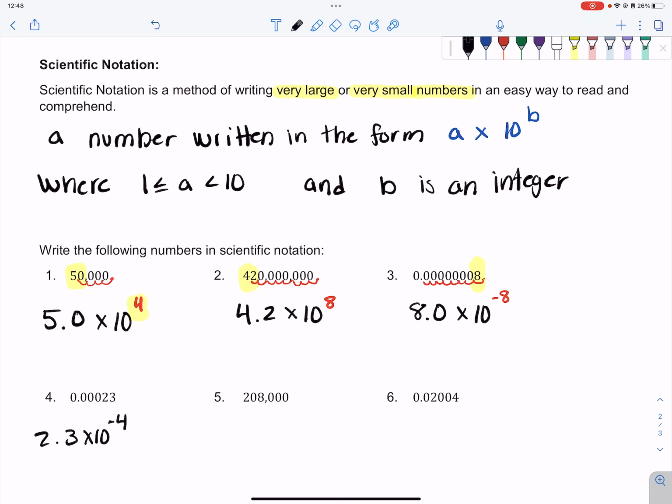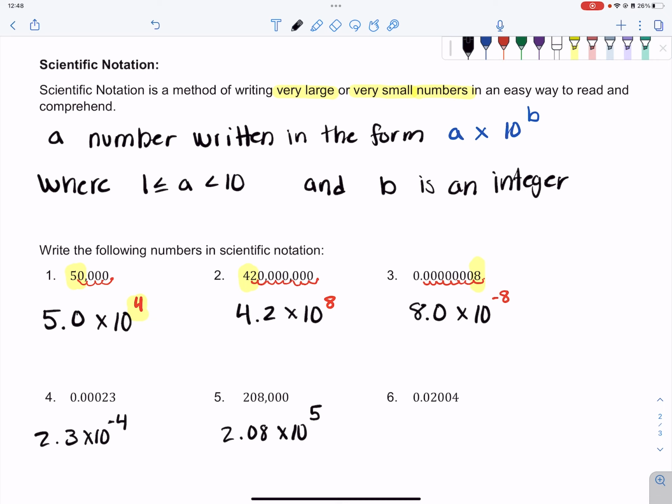Next one, we have 208,000. So to put this number in scientific notation, we're going to have 2, and then I'm going to do 0.08. And then multiply that by 10. And now we have to move the original decimal place 5 spots in order for it to be after the 2. So this is going to be raised to the 5th power to give us 2.08 times 10 to the 5th power.